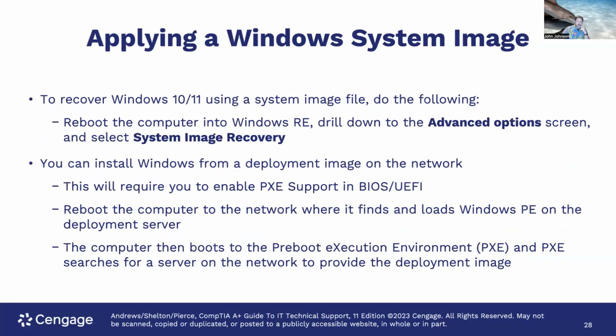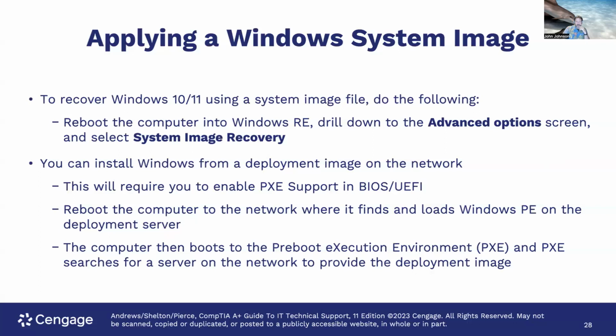So, applying a Windows system image. If you want to apply a system image to recover your Windows 10 or 11, you need to do the following. You need to reboot the computer into the Windows Recovery Environment. You need to drill down to the Advanced options screen, then go to System Image Recovery.